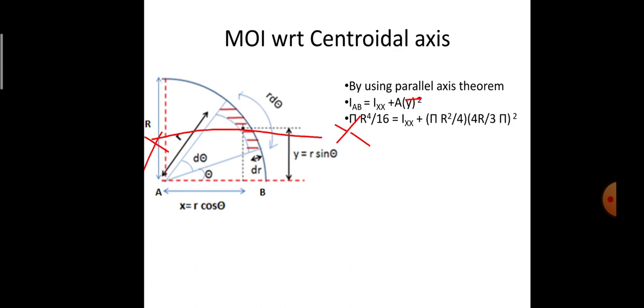Substituting all the things, I'll get the value of IXX as 0.055 times r power 4, wherein r represents the radius of the quarter circle. So it is 0.055 times r power 4. If you want to determine IYY, it will be the same as that of IXX itself in the case of a quarter circle.